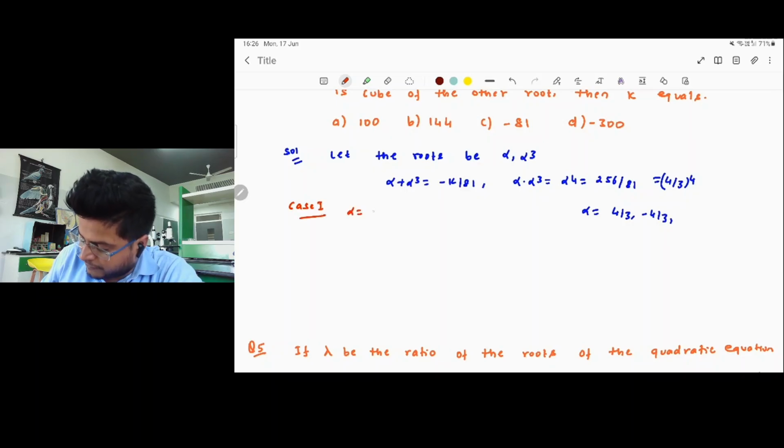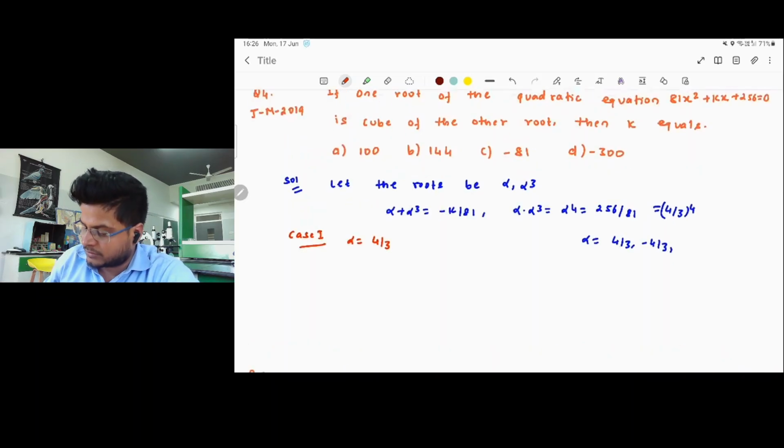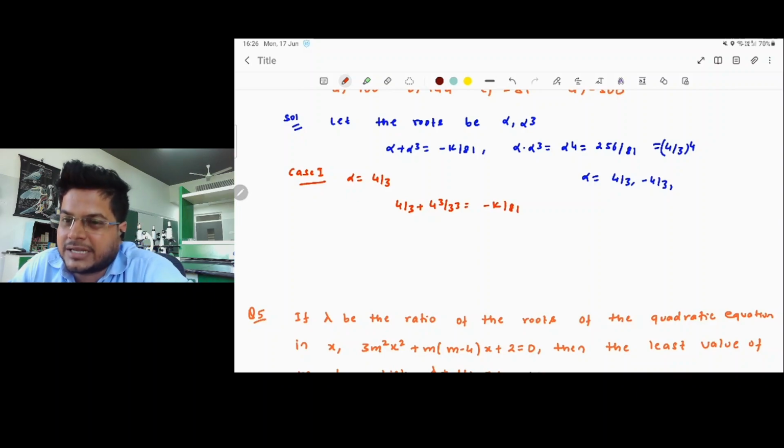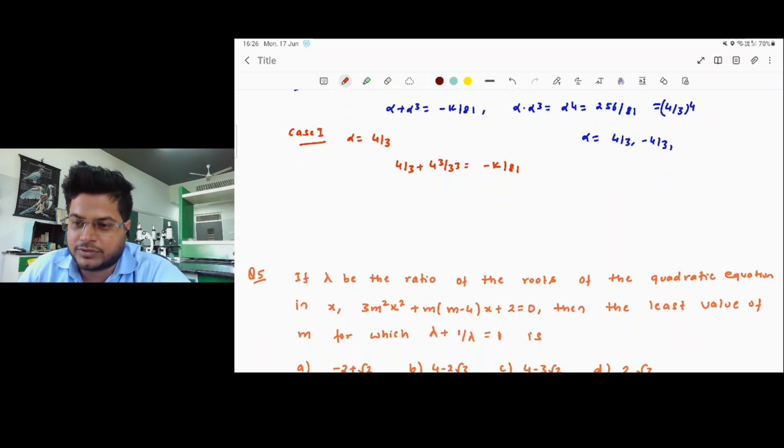Case one, alpha equals 4 by 3. So what you got? You got 4 by 3 plus 4 cube by 3 cube equals minus k by 81. Okay, I can see there is 81 on the right side and on the left hand side you can see the denominators are 3 and 27. I'm tempted to directly multiply 3 into 27 so that I can later cancel this 81. Or the other approach is to bring this 81 to the left hand side and cancel, and then proceed with this. Okay. So as you wish, you can proceed.